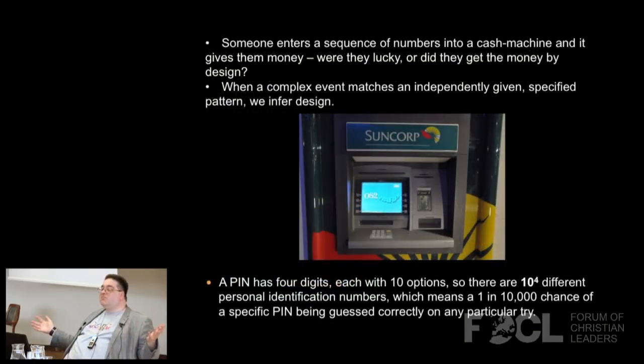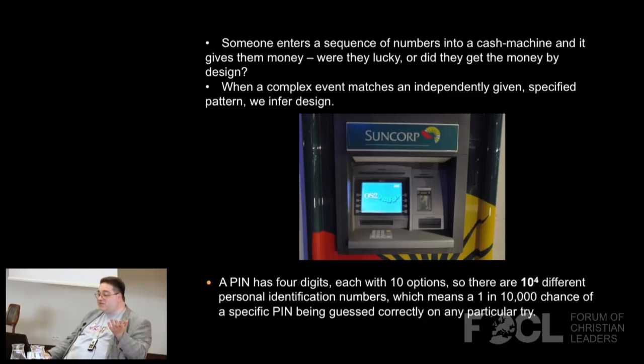Someone enters a sequence of numbers into a cash machine, a hole-in-the-wall machine, and it gives them money. Were they lucky? Well, maybe they were lucky, but were they lucky, or did they get the money by design? We would tend to think they got it by design, they knew the PIN number for that account. When a complex event matches an independently given or specified pattern, we naturally, intuitively, reasonably infer design.